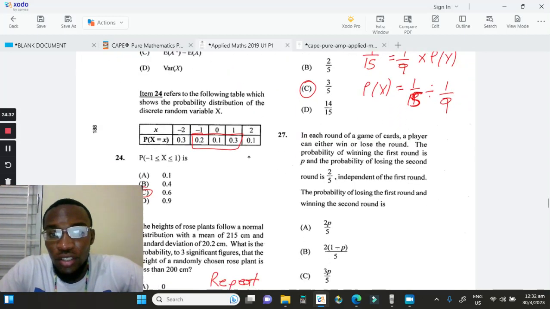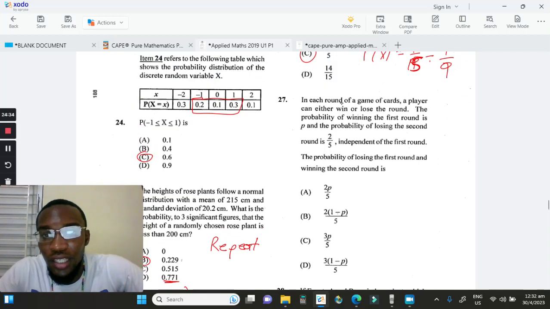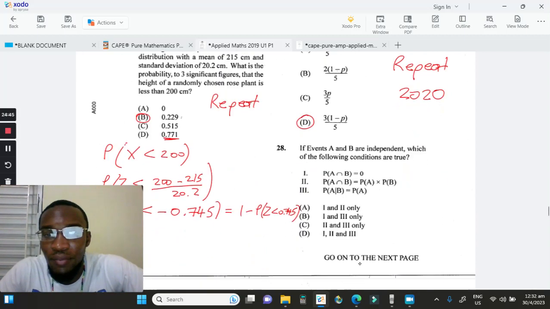Finish. Number 27. In each round of, oh, this was a repeat again. I remember it was 3 in bracket 1 minus p over 5. This is a repeat from what we did the other day in 2020.